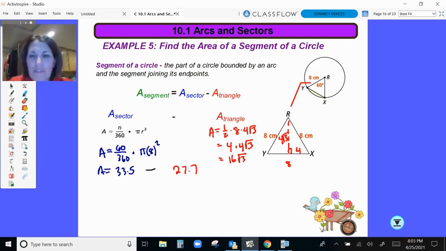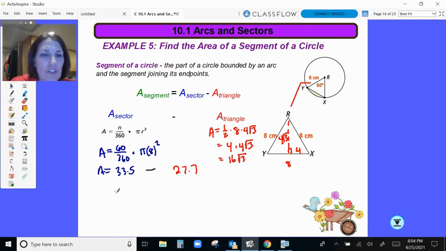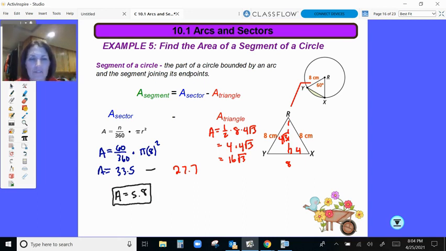Okay, so we're going to take our 33.5 and subtract 27.7. That's the area of my segment. So about 5.8. Okay, so my area is going to be equal to about 5.8, and that's the area of my little segment. I should have put that in green actually. That's the area of my segment there.